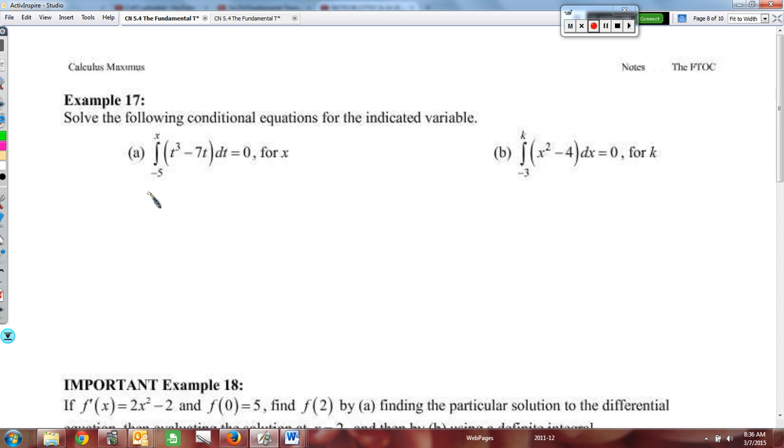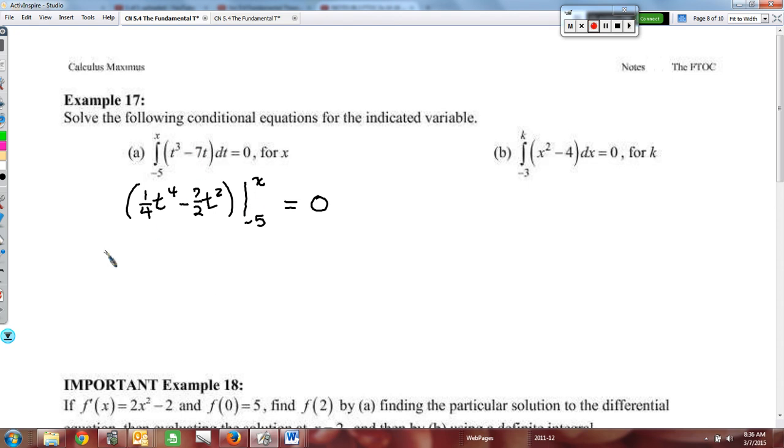And this is the idea of using the fundamental theorem of calculus, that we can come up with this accumulation function from this by performing the antiderivative. The antiderivative of t cubed would be 1/4 t to the 4th, minus 7/2 t squared. And we're evaluating this definite integral from -5 to x, and of course it's equal to 0, because we have an equation that we're working with here.